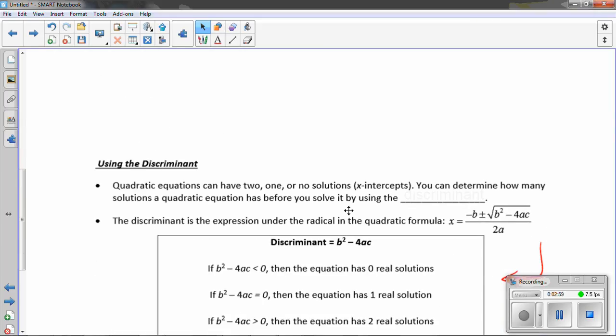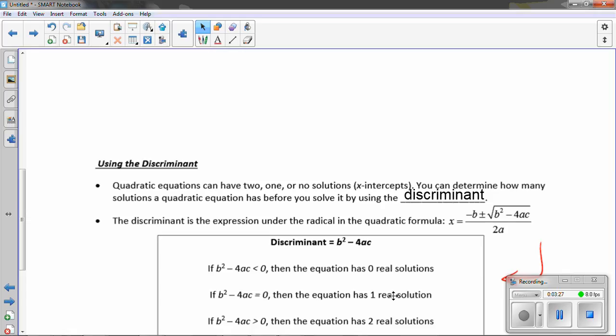Next thing is the discriminant. So the discriminant is a way we can tell if it has 2, 1, or 0 solutions. Sometimes you might want to know that before you actually find out how many there are, and we use the discriminant. So the discriminant is the stuff under the radical, the b squared minus 4ac. So you just need that. If it is less than 0, it has 0 real solutions. Now, yes, there is something called imaginary, but that is an algebra 2 thing. We are only dealing with real.